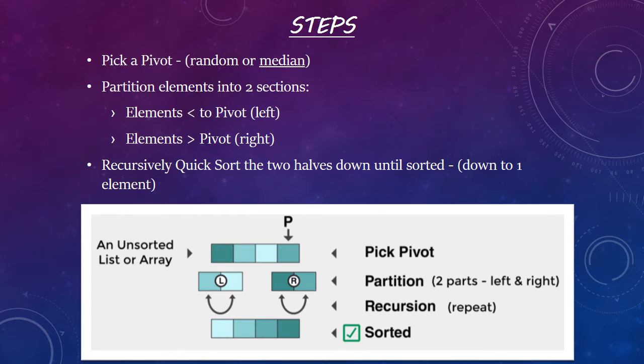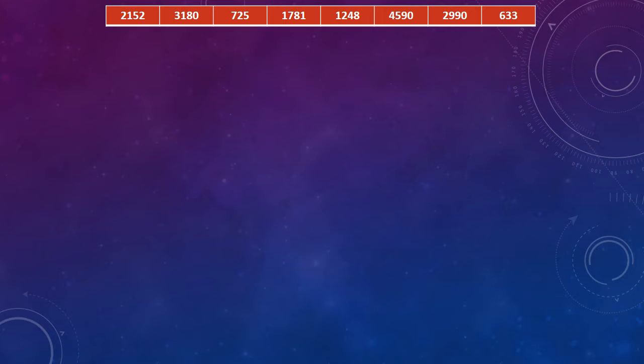Okay, then partition the elements into two sections. Elements less than the pivot are on the left side and elements greater than the pivot are on the right side. Recursively, we have to quicksort these two halves until it is sorted down to one element. So from an unsorted array we will get the sorted array. Later we have an example here.